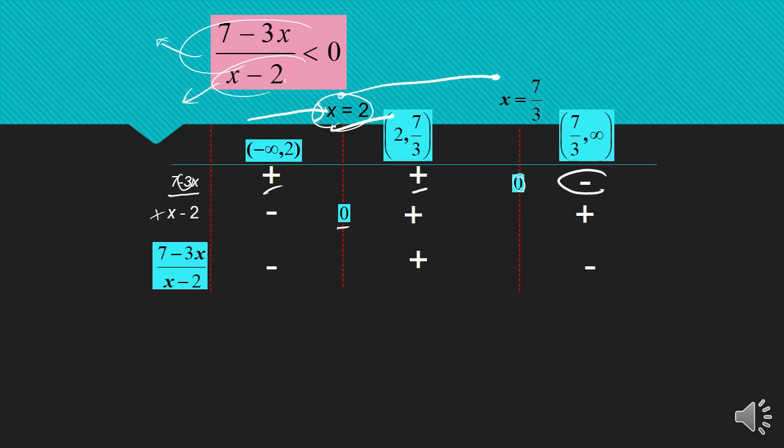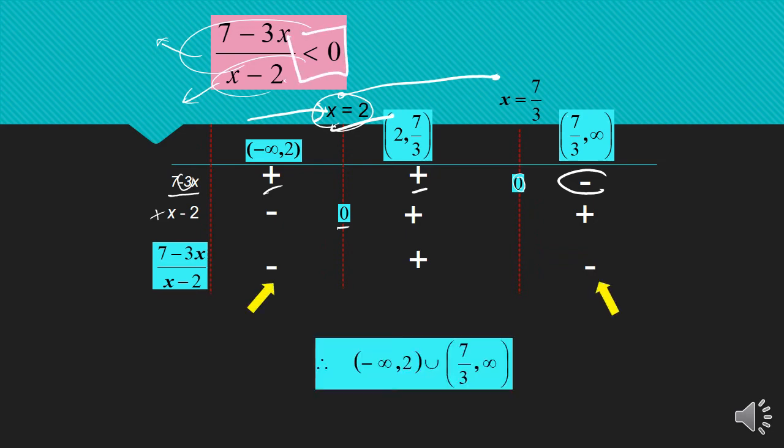So what do we want as the answer? We want the value that is less than 0, which is the negative value. So these two will be the answer. It means that we just directly write down the interval. So from negative infinity to 2 union with 7 over 3 to infinity. Okay, this is only the left side of the inequality.